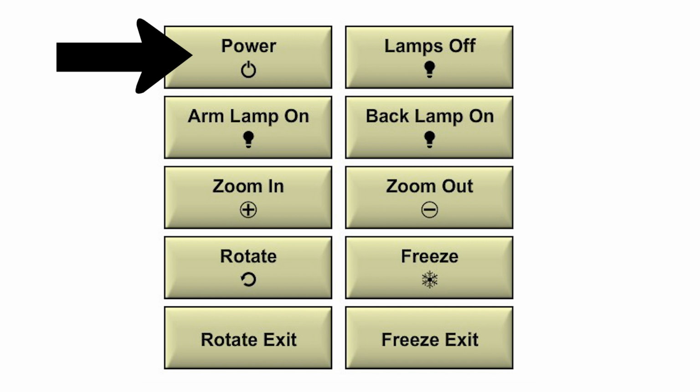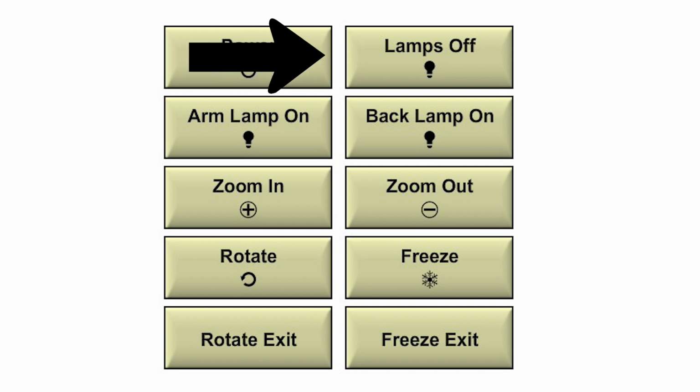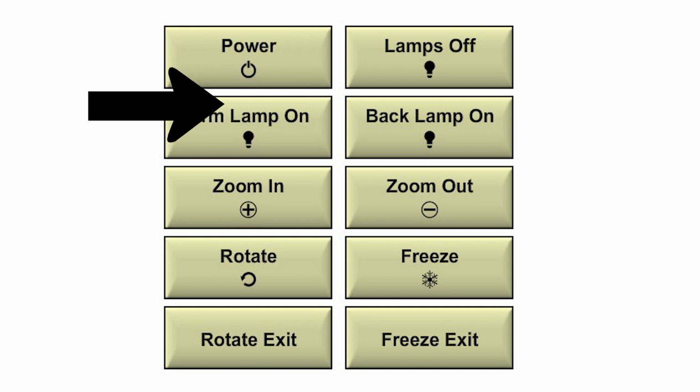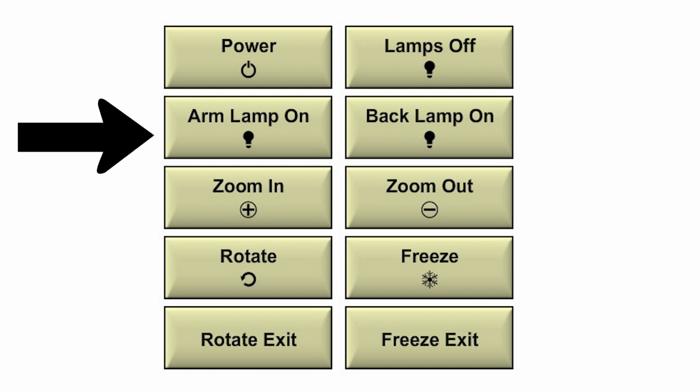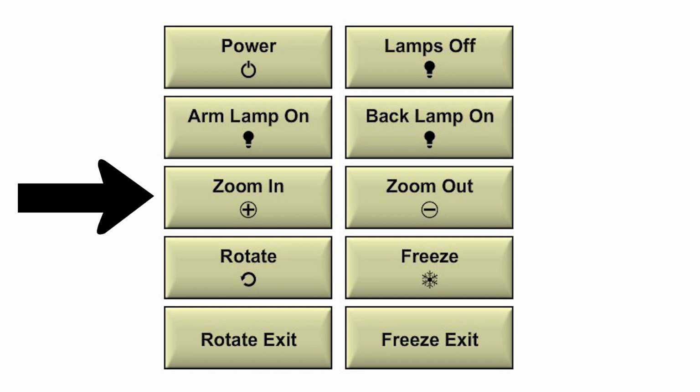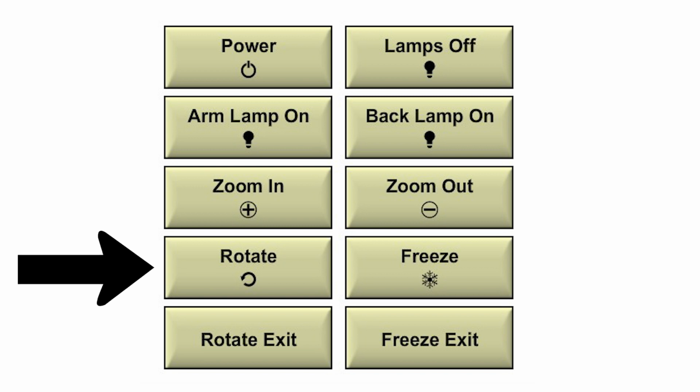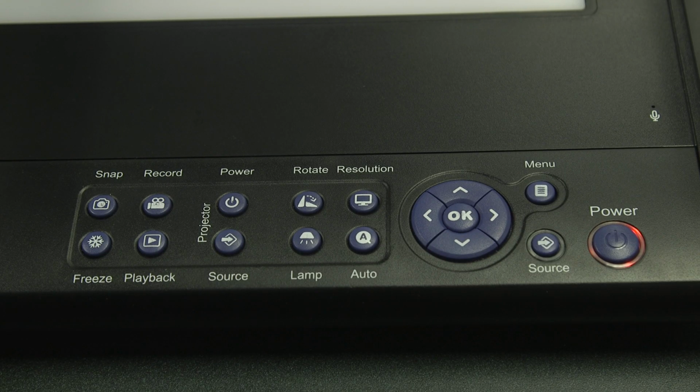You can use this panel to adjust the lights on the document camera by turning off all lamps or turning on the arm or back lamps individually. You can also use this panel to zoom the camera in or out, rotate the image, or freeze the image. There are also buttons on the document camera itself to control these features. To return to the main menu and no longer show the document camera screen, you can press the button of the source you want to use.